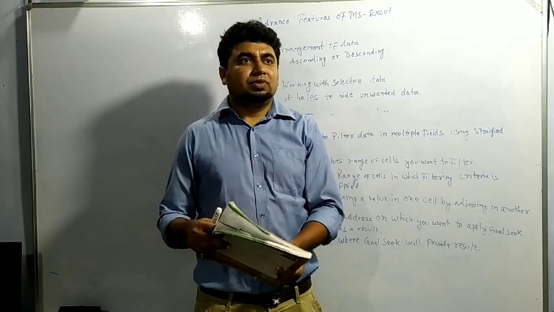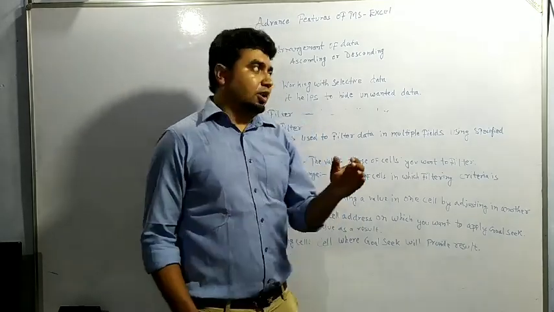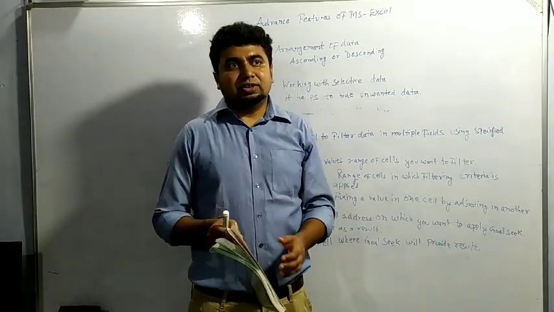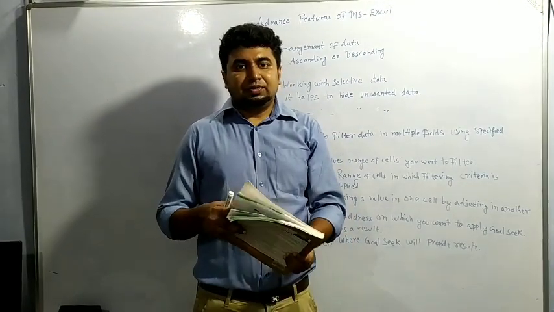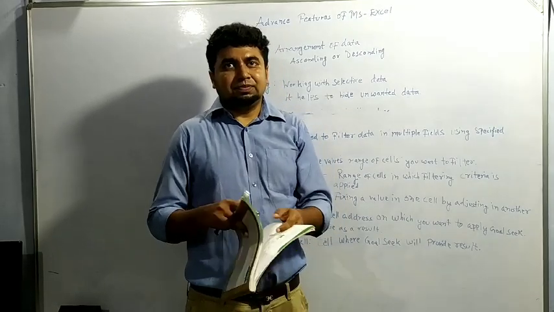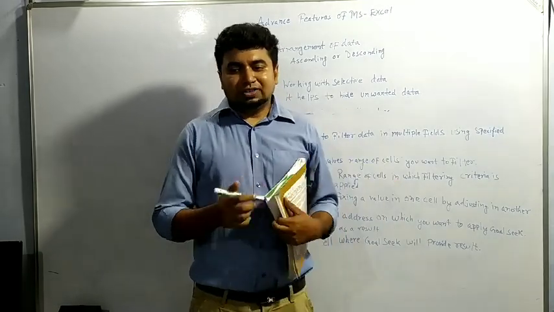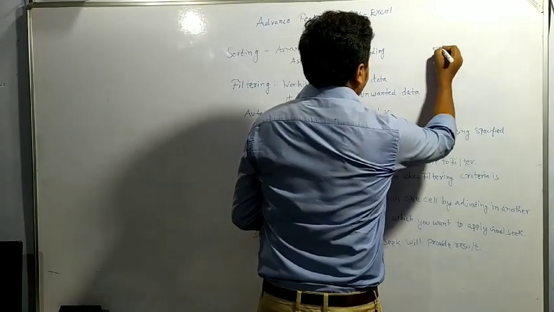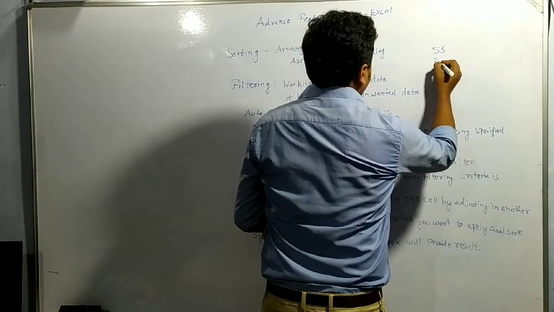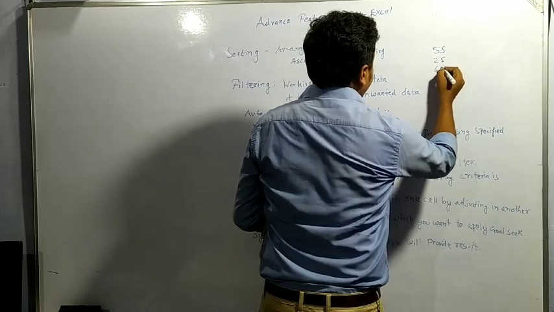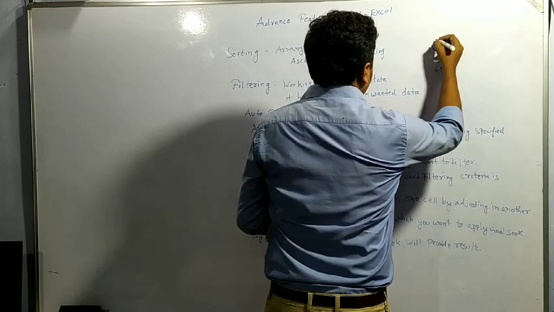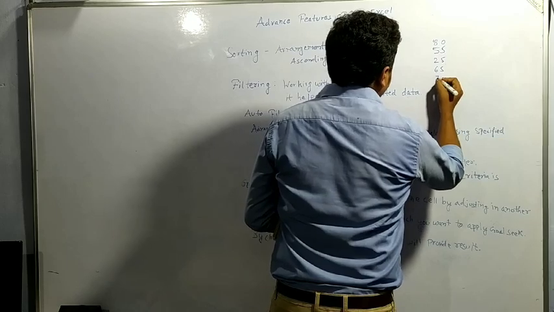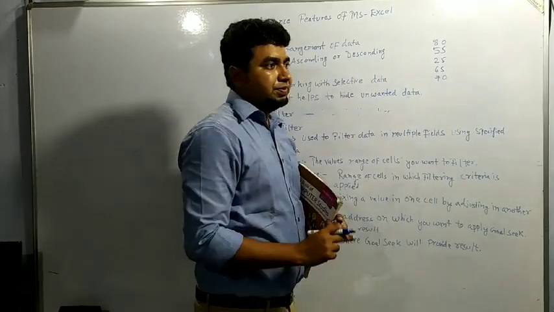Now we'll be studying how we can manipulate the data, that is, how we can arrange the data. Suppose we are given the marks of 5 students: 55, then 25, then 65, then 80, and then 70. So these are the marks of 5 students.